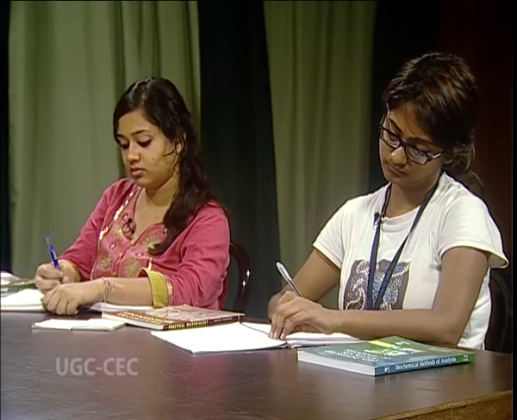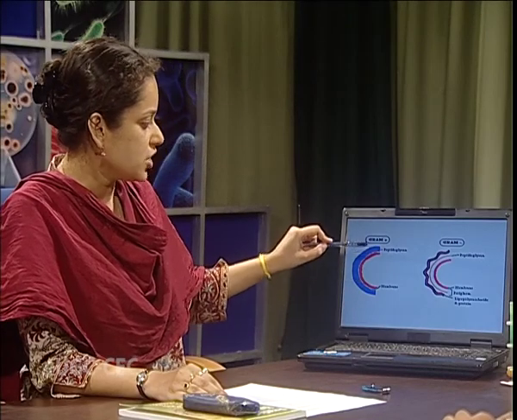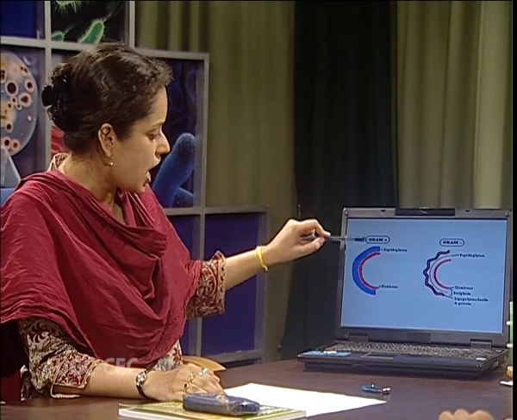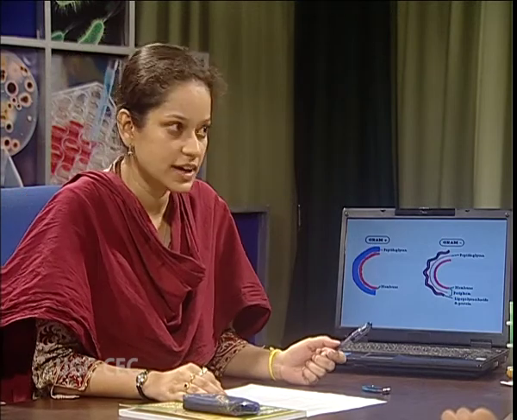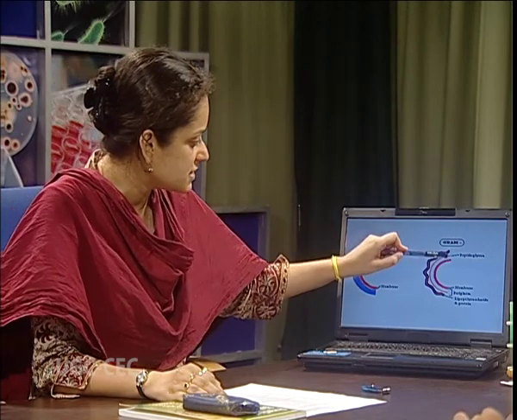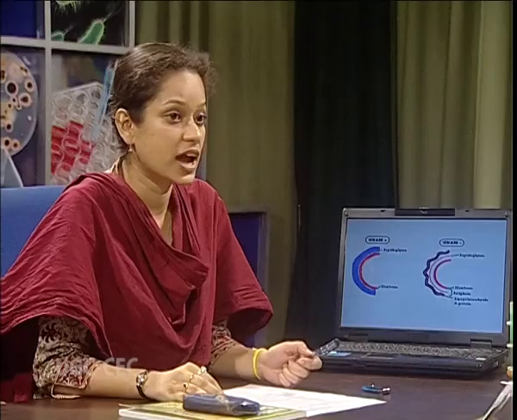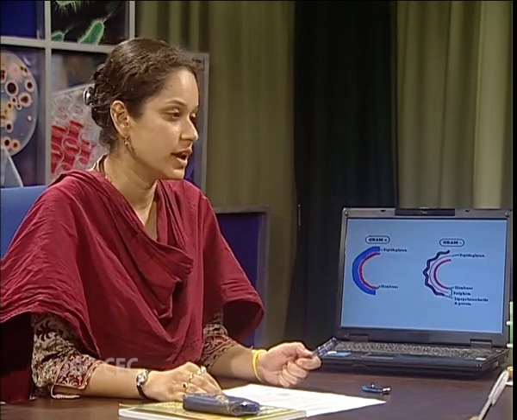cell wall. Now, if we look at this diagram of gram-positive and gram-negative cell wall, we find a difference. If this is the cell membrane, we can see a peptidoglycan layer outside the cell membrane, and the thickness of the peptidoglycan layer in gram-positive bacteria is greater than we see in gram-negative bacteria. Another important feature of gram-negative bacteria is that it contains an outer membrane outside the peptidoglycan layer.